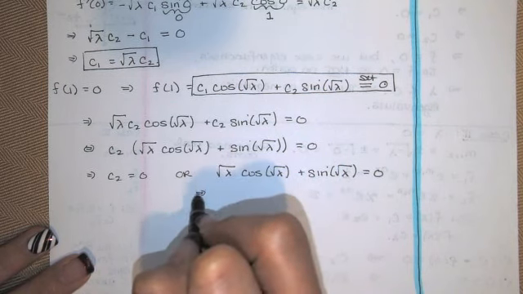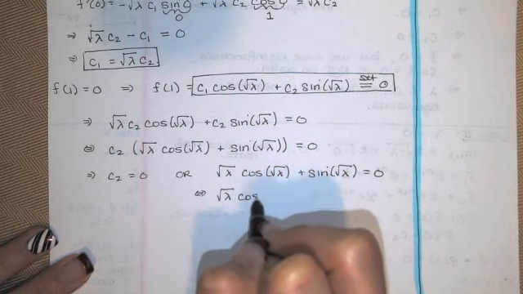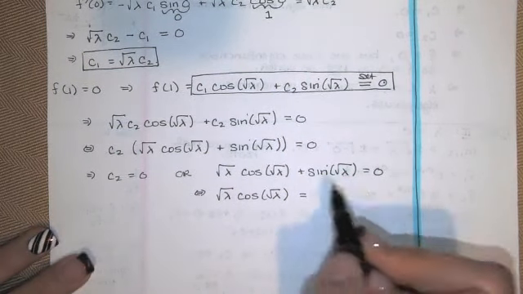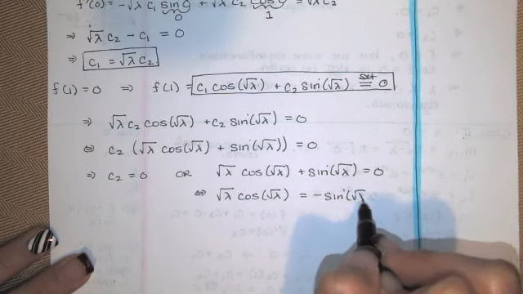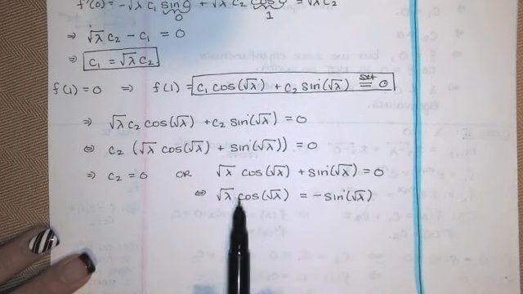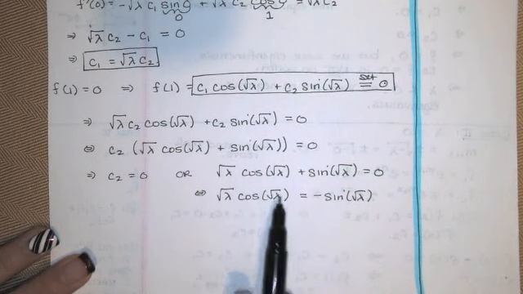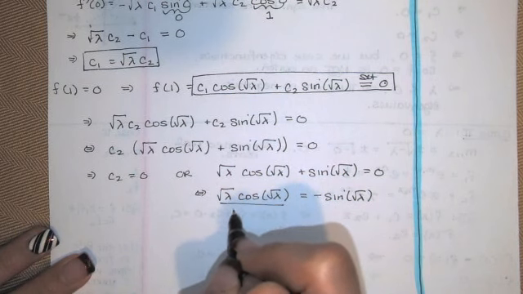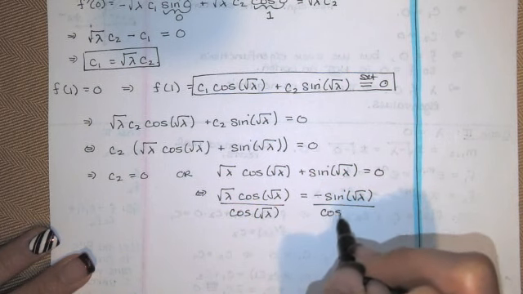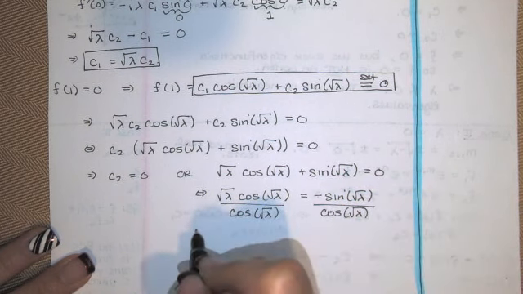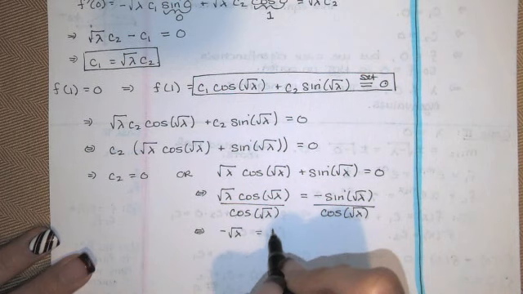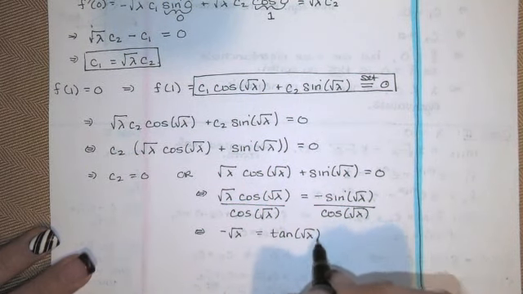So I think this is what I'll do. I'll say that square root of lambda times cosine of square root of lambda equals negative sine of the square root of lambda. And then we'll just restrict ourselves for the moment to the values where cosine of square root of lambda is not equal to 0. So we'll get this. And actually, I think I want to multiply both sides by negative 1. So I've got negative 1 times the square root of lambda equals the tangent of the square root of lambda.